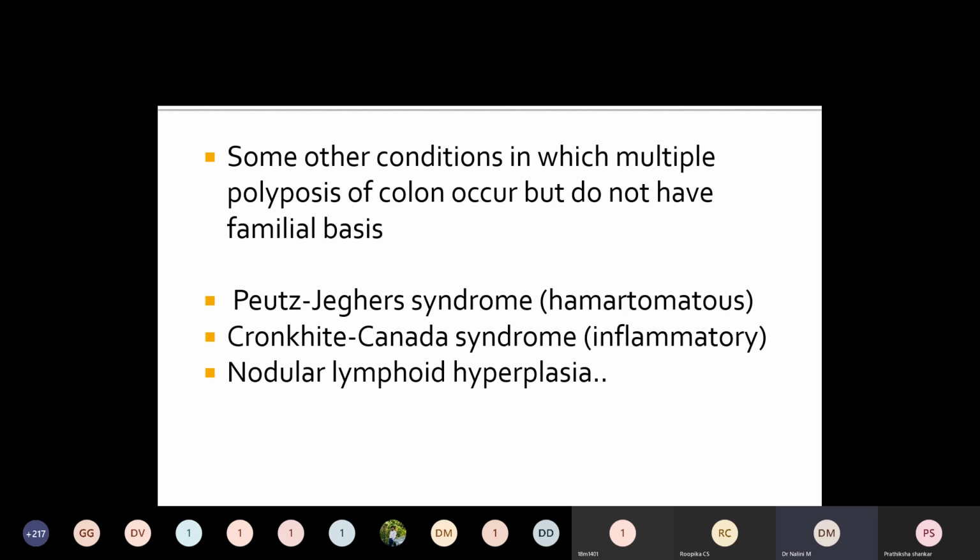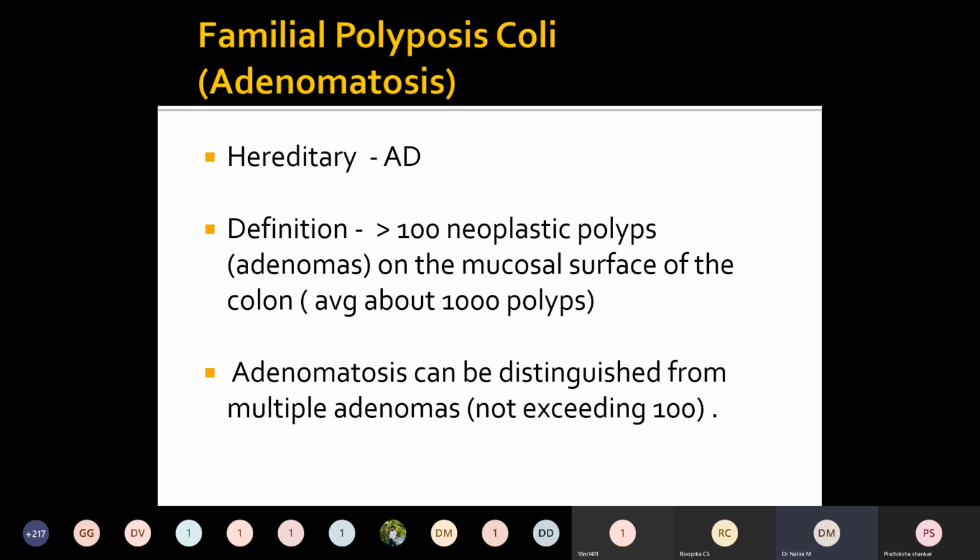Chagas we already discussed, and Cronkhite-Canada syndrome also could have multiple polyposis in their intestines. Familial polyposis coli is inherited in an autosomal dominant fashion. The definition is very, very important. There could be more than 100 neoplastic adenomas on the mucosal surface of the colon. You will see they are studded with polyps. Once a segment of the intestine is opened, or on endoscopy, you can see it is studded with polyps.